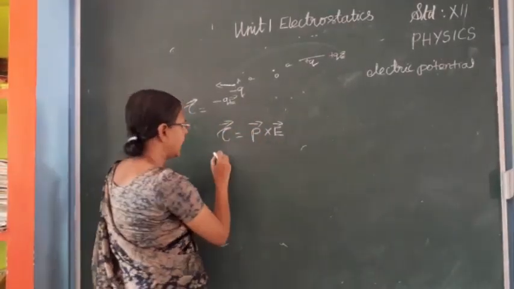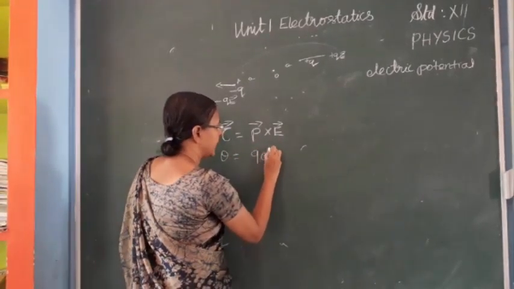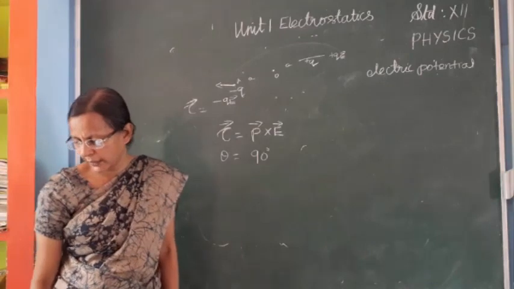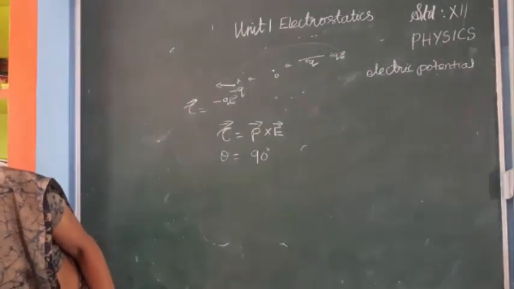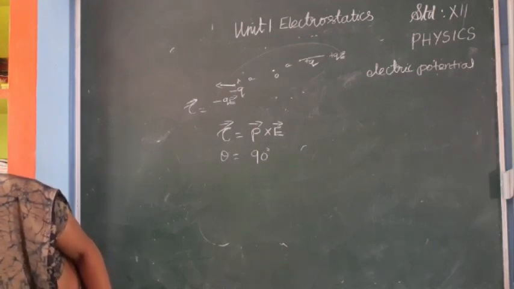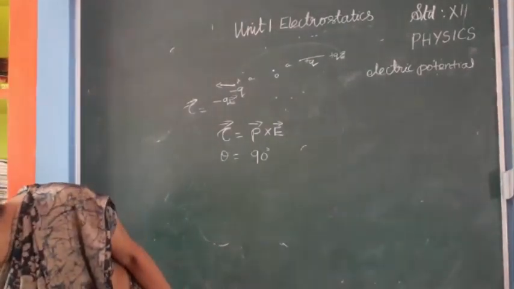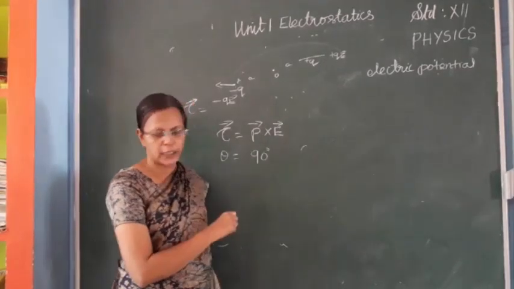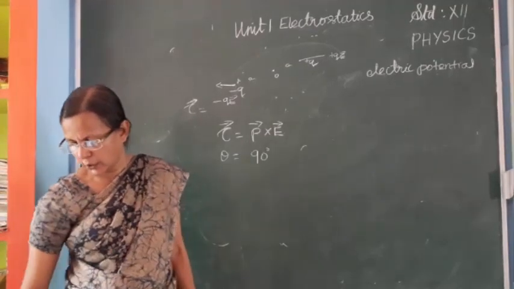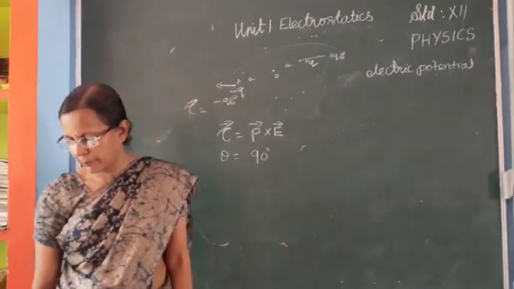If theta is the angle between them, when theta is 90 degrees the value of torque is maximum. The magnitude of the torque is equal to P E sin theta. The torque tends to rotate the dipole and align it with the electric field E. Once the P vector is aligned with E, the total torque on the dipole becomes 0.